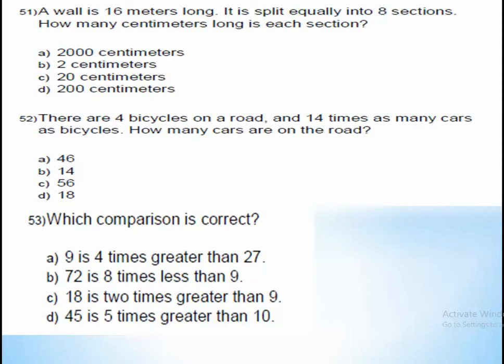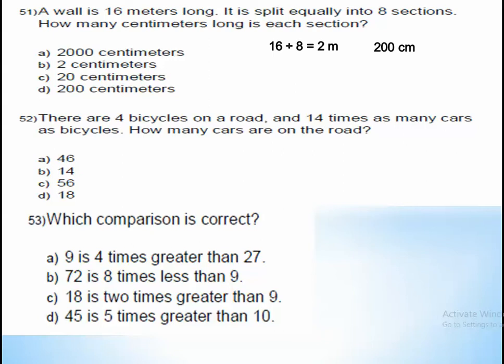A wall is 16 meters long. It is split equally into 8 sections. How many centimeters long is each section? Okay, we will divide 16 divided by 8 equals 2 meters. But we need to find it in centimeters. We are going to convert from meters to centimeters, multiply by 100, it will be 200 centimeters.